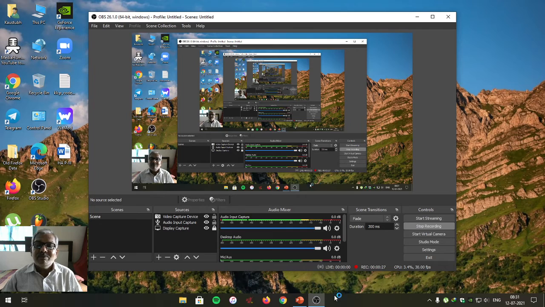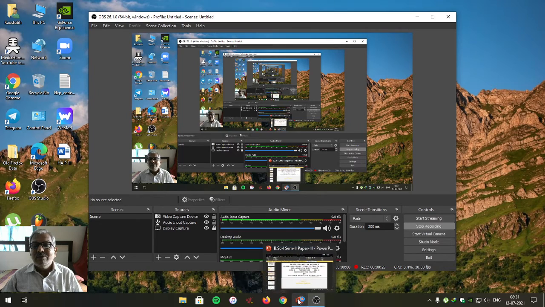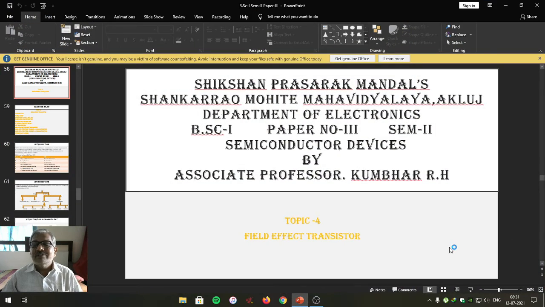Dear students, today we are going to start with the fourth topic of paper number 3, and that is known as the field effect transistor.